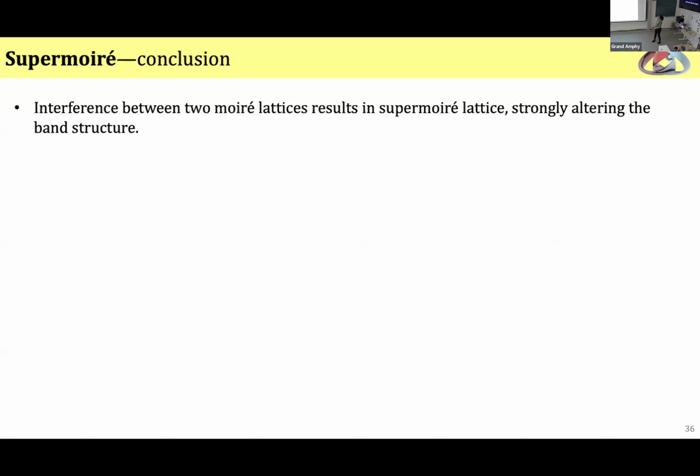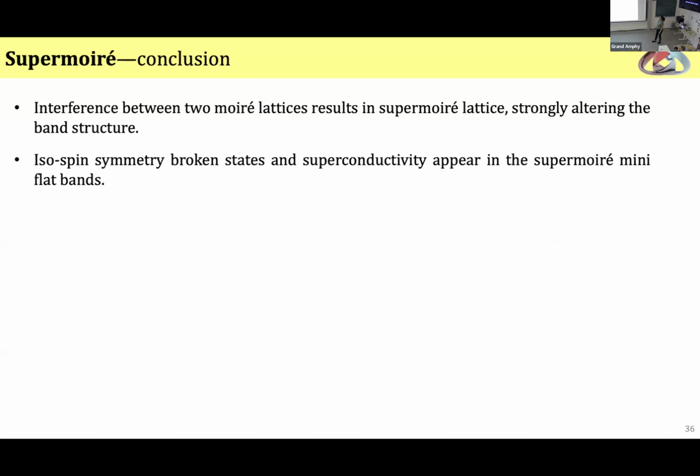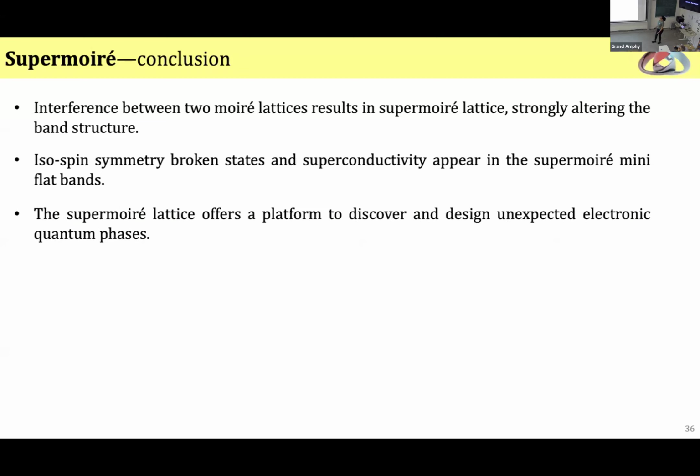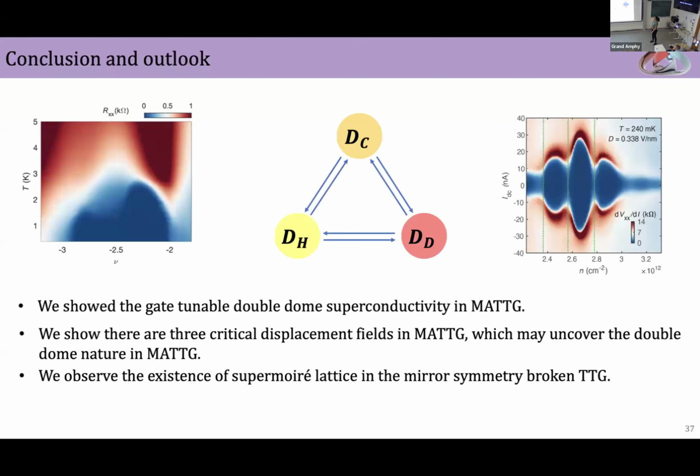From now, I would conclude this part, and I will finish in maybe 10 minutes with the new part of the data that we have. So, we see the interference between these. We gave proof that we do have 2 moiré lattices and that we have the interference, using our transport data. We also saw isospin symmetry being broken. Supermoiré lattices now offer a new platform to design unexpected electronic quantum states, because this is another tuning parameter that you have. So this is our conclusion, combining my twisted trilayer part: we show that there is gate-tunable double dome superconductivity in twisted trilayer magic angle graphene. Then there are critical displacement fields in the MATTG, which may uncover why we see this double dome superconductivity. And we also see the existence of supermoiré in the mirror symmetry broken DTG.